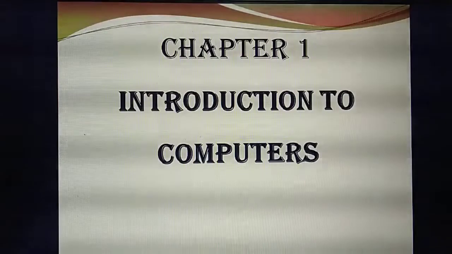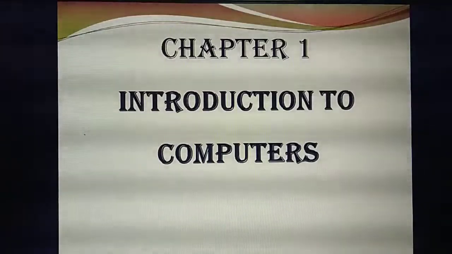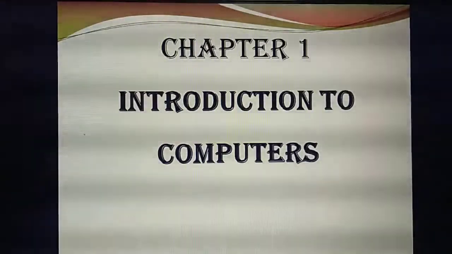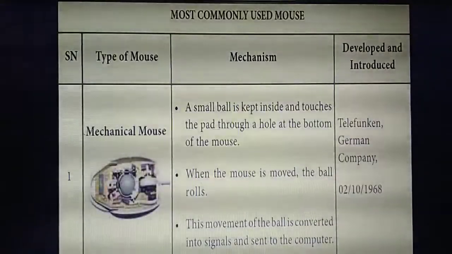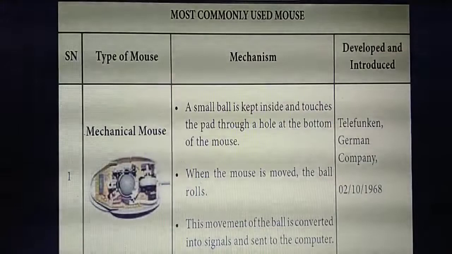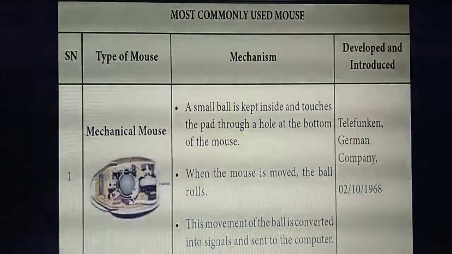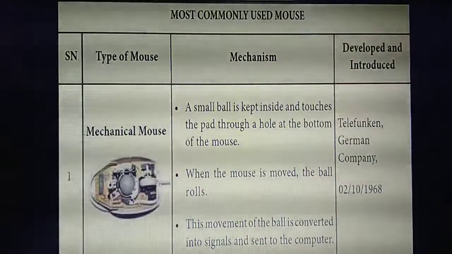Okay, understand? Then what are the things we discussed yesterday? Generations of a computer, functional components of a computer, then input and output devices. I just gave an introduction about input devices and output devices. What are the input devices you studied yesterday? Keyboard and mouse. So today we are going to study about types of mouse.